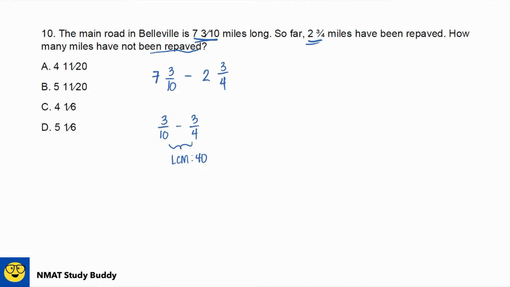So, dapat yung denominators nila will be the same. Dapat 40. So, i-transform lang natin yung fraction. So, 3/10 times 4/4 minus 3/4 times 10/10 para maging 40 yung denominator nila. So, this one is equal to 12/40 minus 30/40. And as you can see, yung 12/40 dito is smaller compared to the 30/40. So, ang pwede natin gawin is humiram tayo dun sa 7 na whole number or dito.